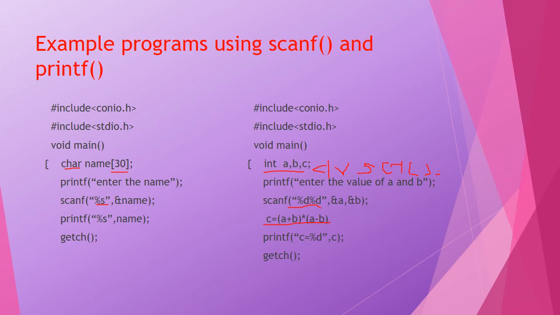Now I can print it, because I don't want to print a and b, I want the result only, right? So I'll be printing printf c equal to %d, because c is an integer, comma c. Then we can give the getch. Sorry, I forgot to give the flower bracket. The flower bracket is also needed for both the programs. I have forgotten, so you can write the flower bracket also. That's it about the two programs. One uses char and one uses int.